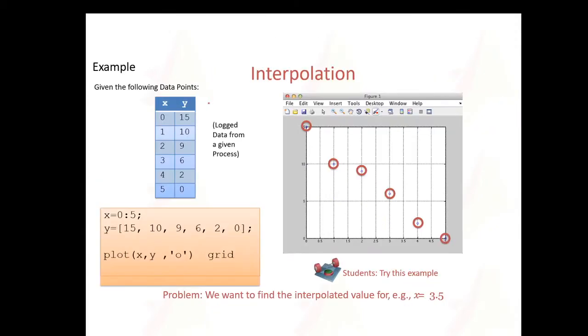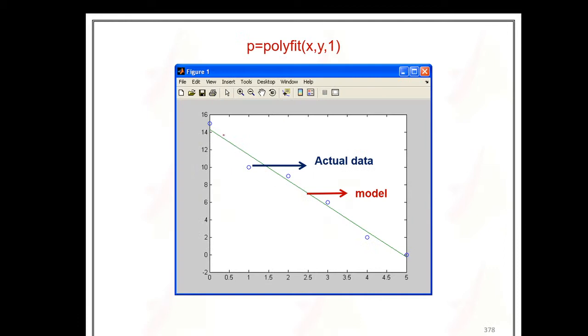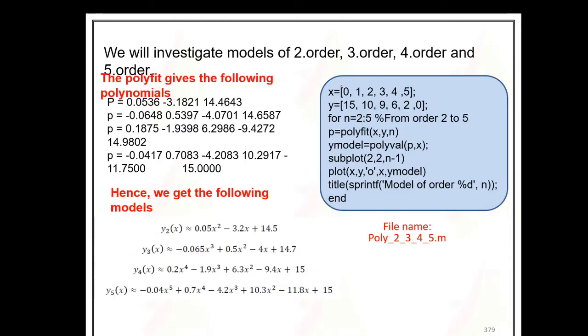y equal to ax plus b is the model. So this is the a and this is b. So plot x, y and x versus y model. You can see this is the actual data. This line is the model, the first order model. Okay, so you can see here, we will investigate the models.